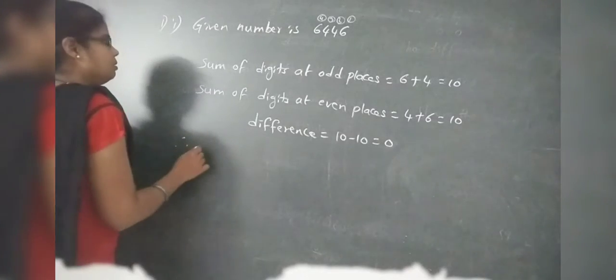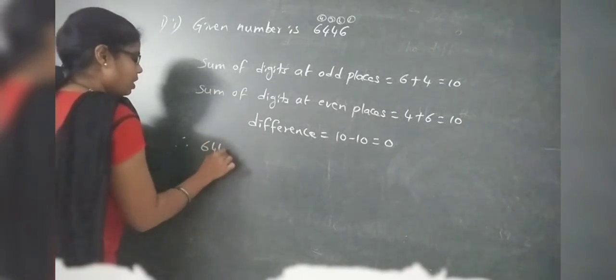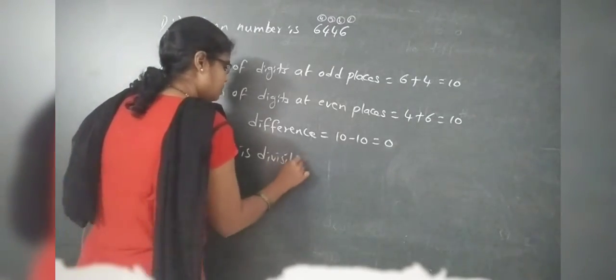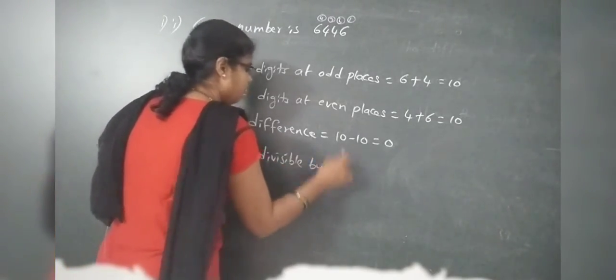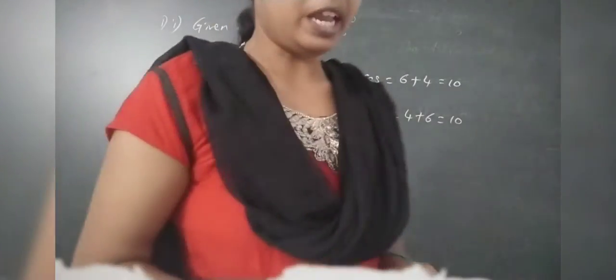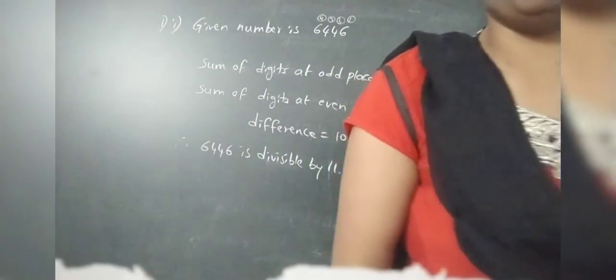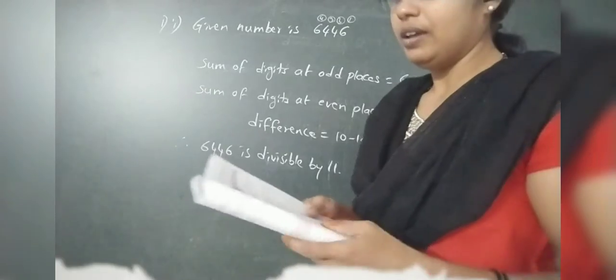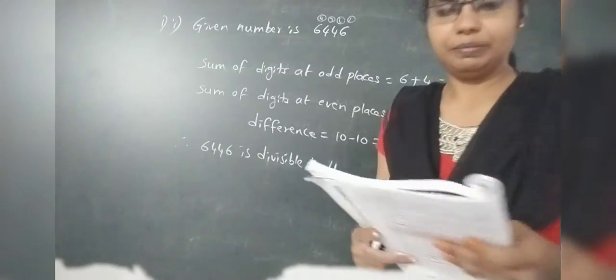So therefore 6446 is divisible by 11. Okay, children? Like that you should do the remaining 3 sums. That is the homework for you. Second, third, fourth. You should do 3 sums as homework. Okay? Now write the second question, children.